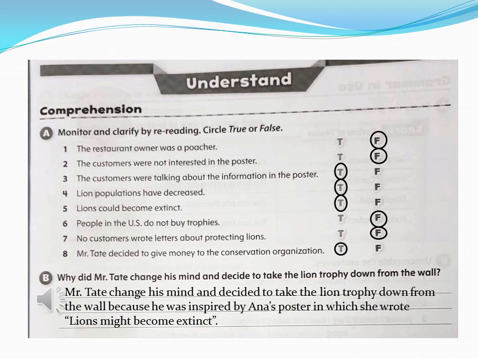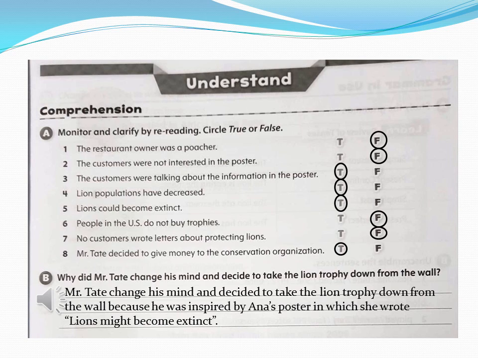True. Number 6, people in the US do not buy trophies. So this is totally wrong. This is false. Number 7, no customers wrote letters about protecting lions. This is also false. Number 8, Mr. Tate decided to give money to the conservation organization. This is true. Absolutely right. Let's move towards exercise B.